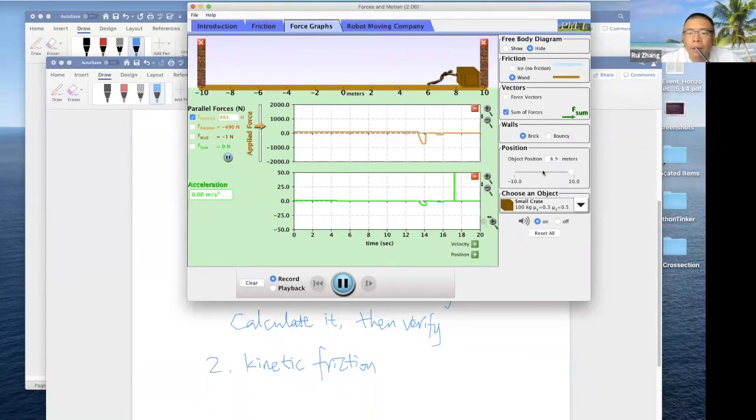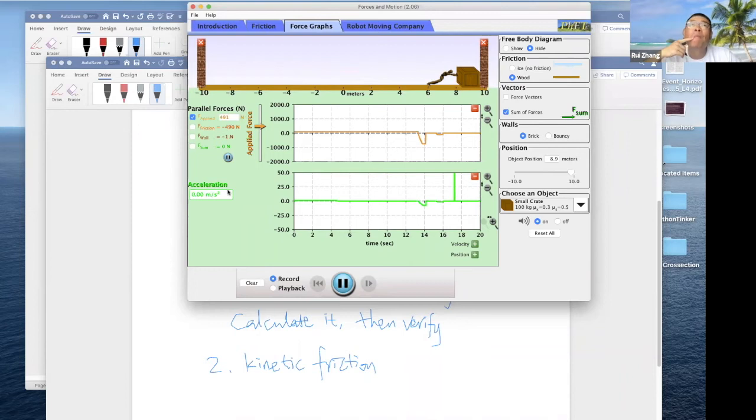Let me put it back here. So let's say you use 491, you start to move the object, but then you're going to have some acceleration, okay? The reason you have this acceleration is after the object starts to move, it becomes kinetic friction, and the kinetic friction is smaller than the maximum static friction. So in that case, you have some acceleration, okay?